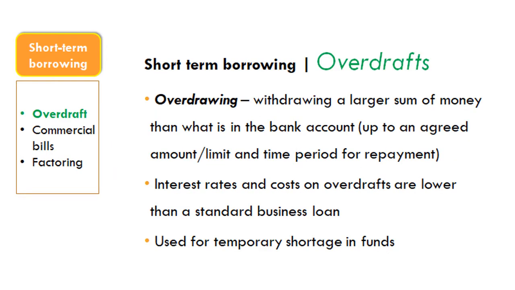Now, if we look at the first one, which is overdrafts, withdrawing a larger sum of money than what is in the bank account up to an agreed amount, limit and time of repayment. So what's happening here, a bank will allow you to write checks for a certain amount, depending on, I guess, what you have negotiated with them, but also what your income is. And you can write checks. So let's say you're a builder and you're writing a check for $500,000 worth of bricks, but you don't actually have that in the bank.